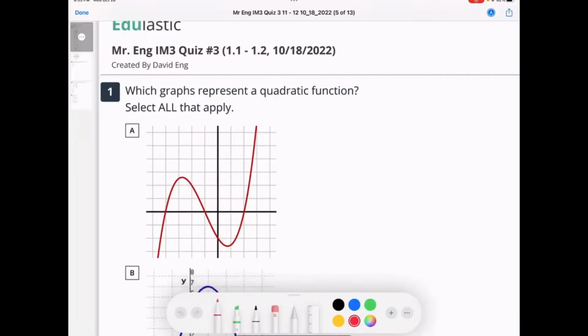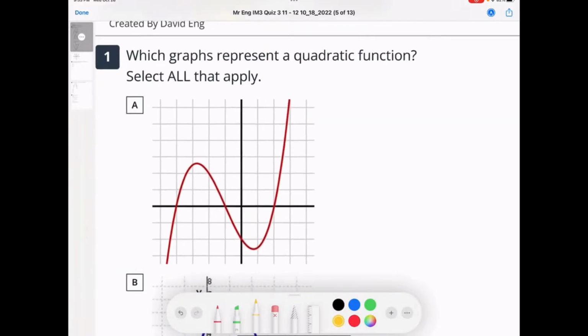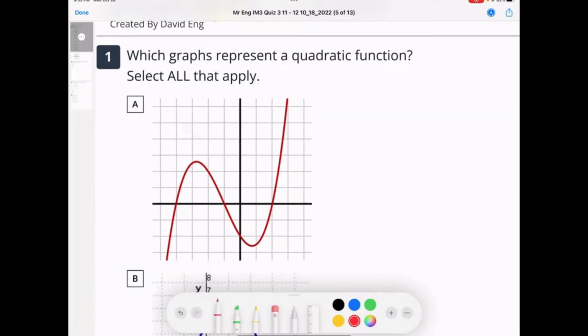Hey guys, let's go over quiz number 3, 1.1 to 1.2. Which graphs represent a quadratic? So a quadratic function would be something like x to the second power, and it looks like a U or an upside down U if it was a negative x squared.